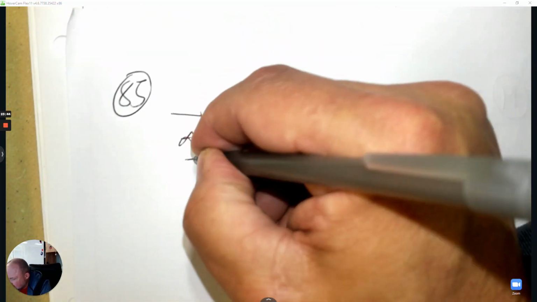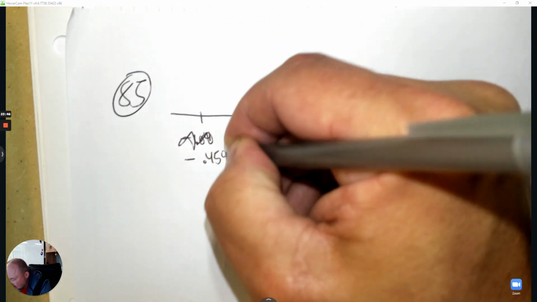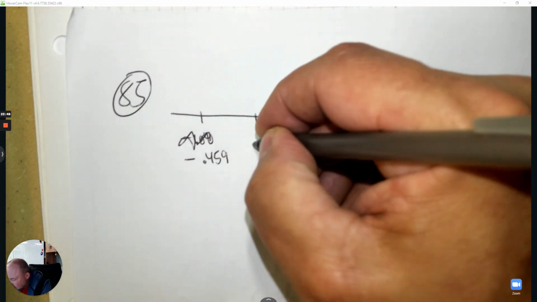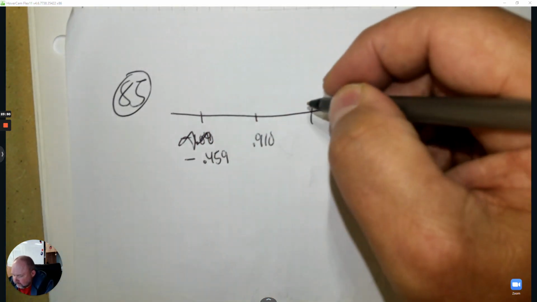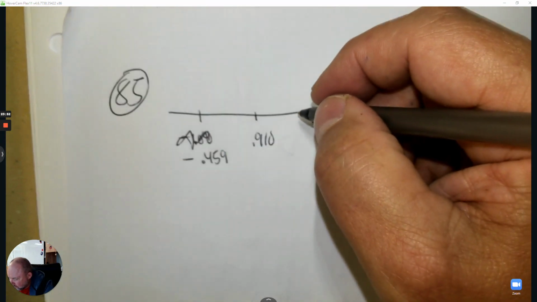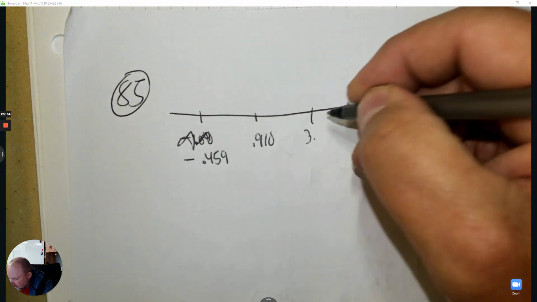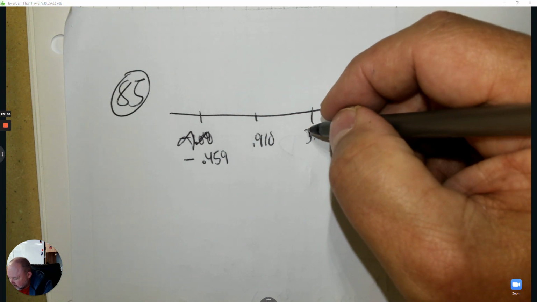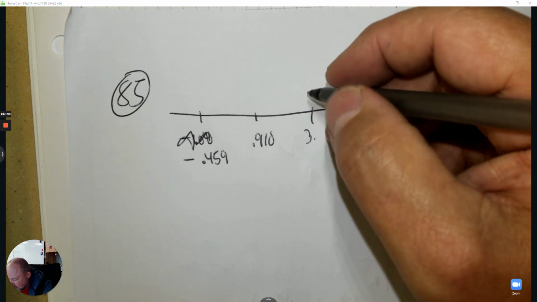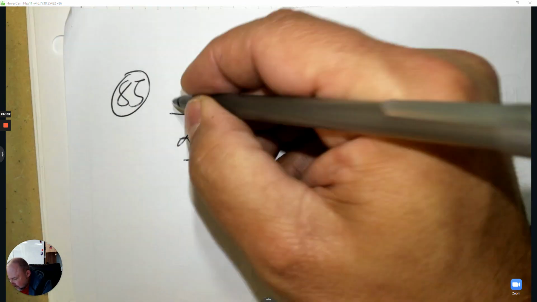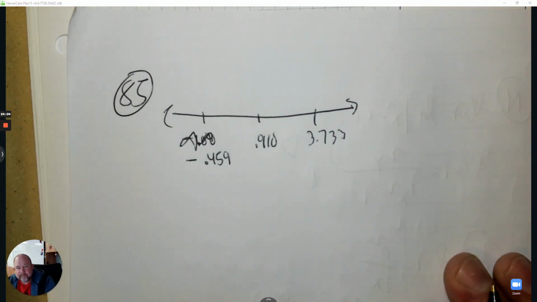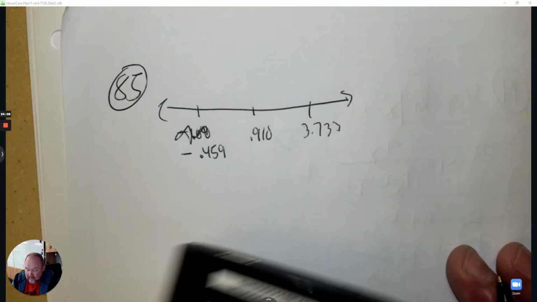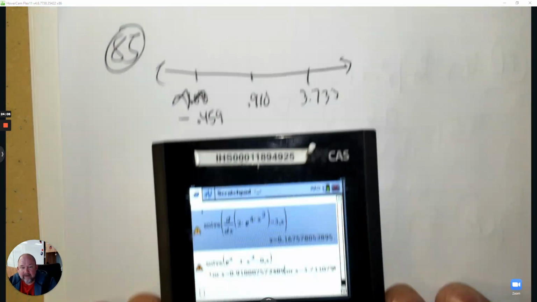Make sure I do it. Negative 0.459, 0.910, and then 3 point something. 3.733. Then you should plug in and evaluate it.